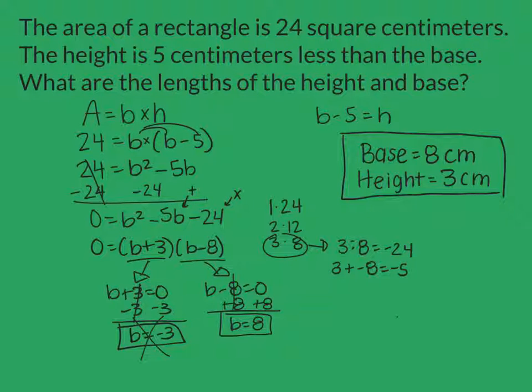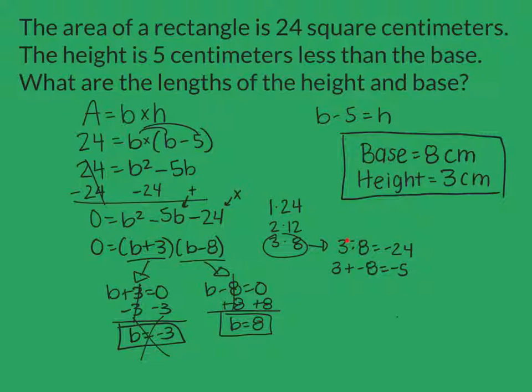I fill in with what I know. The area is 24. The base I don't know. The height I know is 5 less than the base, so that would be b minus 5. This shows 5 less than the base. Then I simplify using the distributive property and then bring the 24 over to the other side by canceling it here. And then I factor by looking to see what multiplies to negative 24 and adds to negative 5.